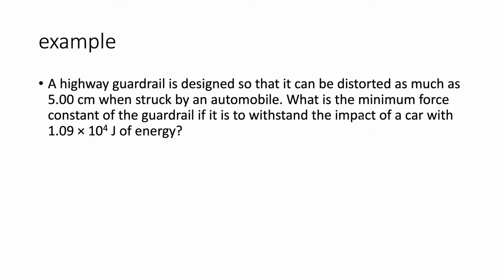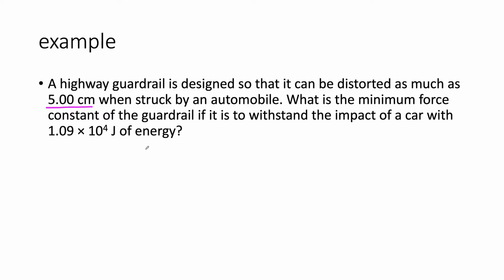Now with the equation, we're going to look at how to solve these problems. Here's an example that we're looking at. A highway guardrail is designed so it can be deformed as much as 5 centimeters when struck by an automobile. We need this in meters, so we're going to have to change this. What's the minimum force constant if it was to withstand the impact of a car with this amount of energy? That's going to be interesting.